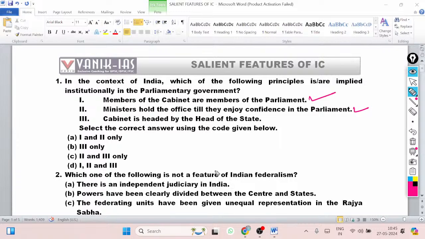And cabinet is headed by the head of the government. That is the Prime Minister, not the head of the state. So it is head of government, Prime Minister. President is not the head of the cabinet, rather the Prime Minister. So that is a wrong statement. And the other is correct because it is mentioned in 75 clause 3, collective responsibility. So answer will be 1 and 2 only, A. Is it clear? So now we'll come to the second question.